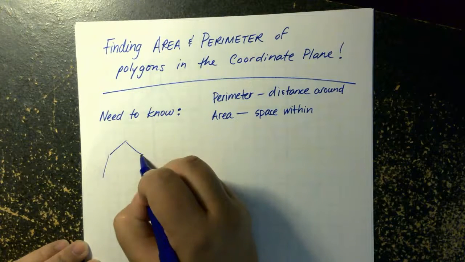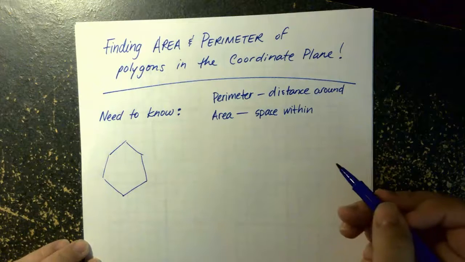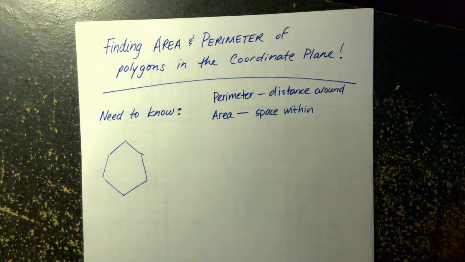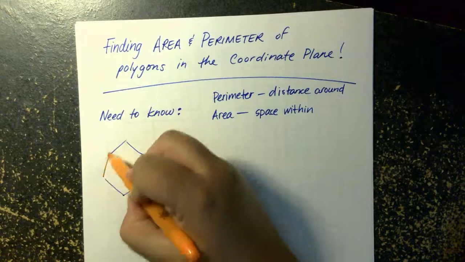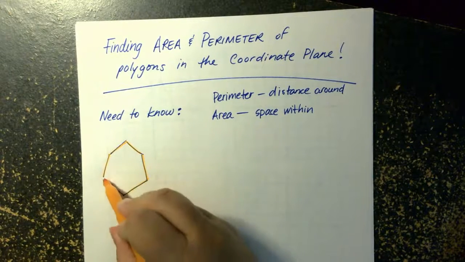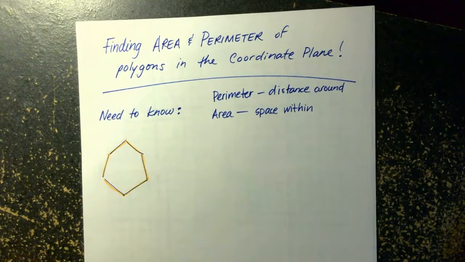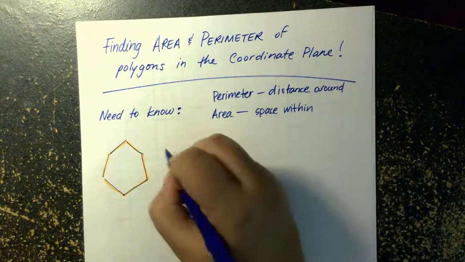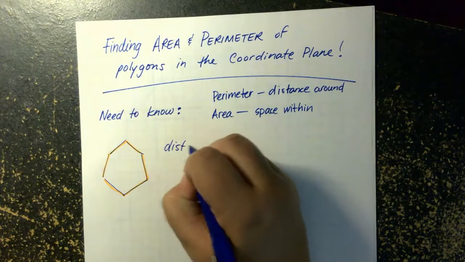Alright, so if I want to know the distance around something, let's just say it's a random shape, then basically I need to know the side lengths. So I need to know this length, etc., and I need to add them all up. Okay, so I need to know how to find the length of a segment. So that's the distance formula.